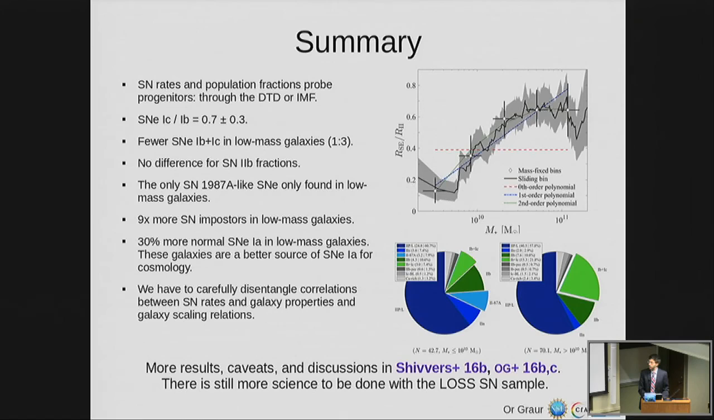I will point out that there is more science to do with LOSS. I'll also say that LOSS was problematic in that it was a targeted survey which looked at bright, massive galaxies. We had low mass galaxies in there, but they are not quite indicative of what you expect to see in the field. Other surveys like PTF and ASAS-SN have better galaxy samples, and they might have better supernova samples over time. PTF is doing a similar analysis to this, and ASAS-SN, I hope, will do so in the coming years.